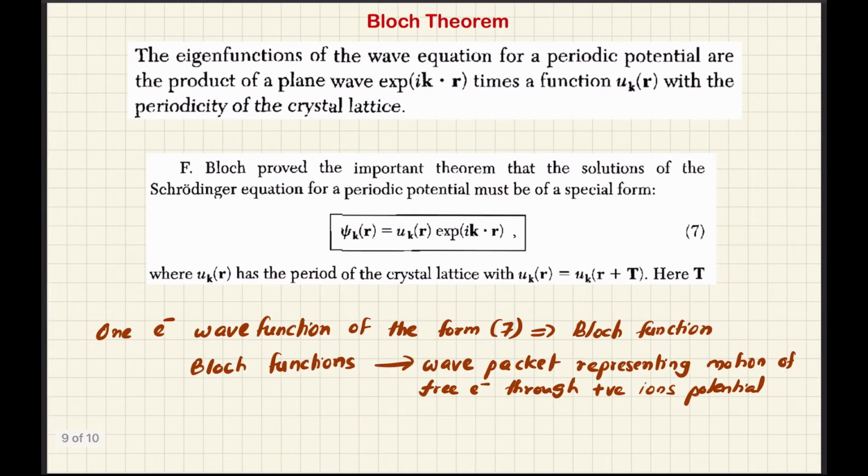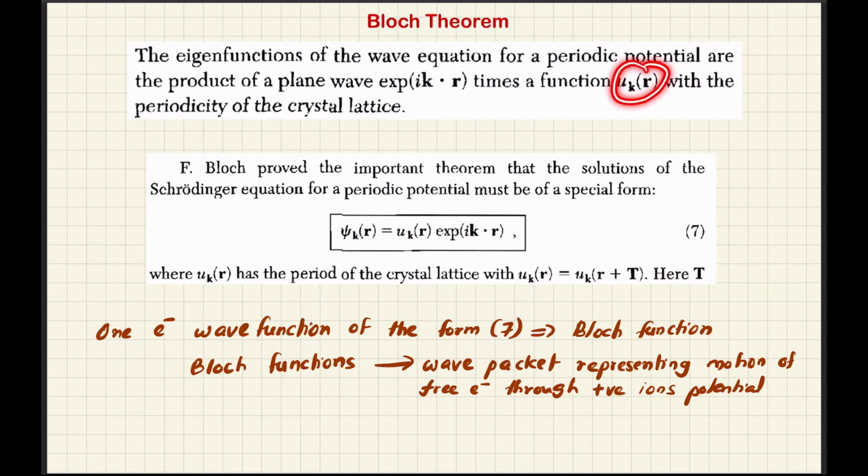Now, there is a famous theorem for the eigenfunctions of the periodic potential lattice. It is called the Bloch theorem. The Bloch theorem states that eigenfunctions of the wave equation for the periodic potential, or the solutions of the Schrodinger equation for a periodic potential, are the product of a plane wave, e raised to i k dot r, times the function u_k of r.